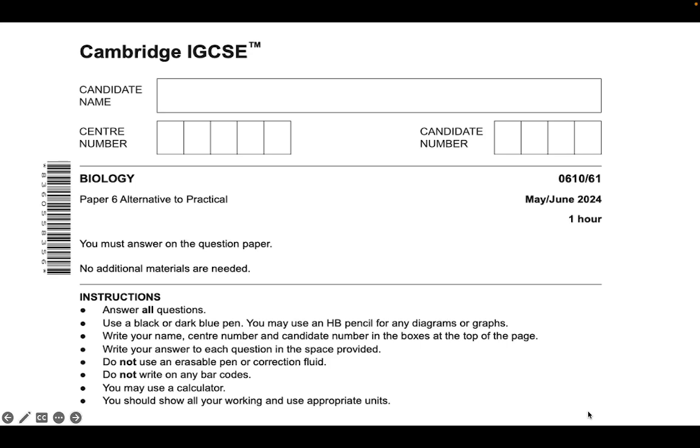I'm Teacher Pacific. Today we are going to correct together this Cambridge IGCSE Biology Paper that was done in May/June 2024, with code 0610/61. It's a paper 6, which is alternative to practical, and we did it here at BA as our paper 6 exam. So I want you to have your paper with you and we do the correction in a very short time.